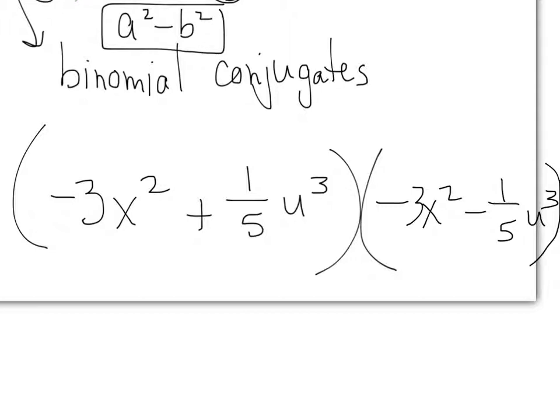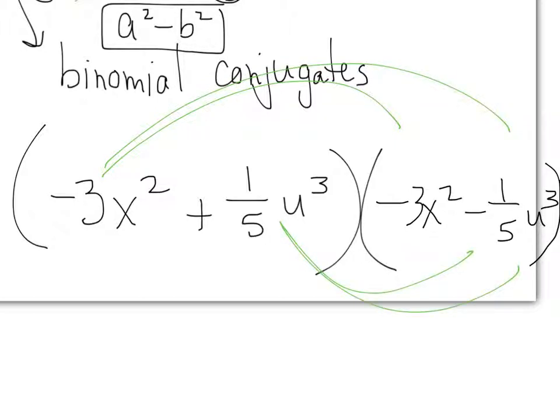Nine x to the fourth power minus 1/25 u to the sixth power. Good. Very good. So either double distribute or FOIL or use the rule. So you square this first term, this right here. You start by squaring this. What's the square of -3 though? Isn't it positive? So you're always going to get a positive answer to start for this. So when you square -3, you get 9.